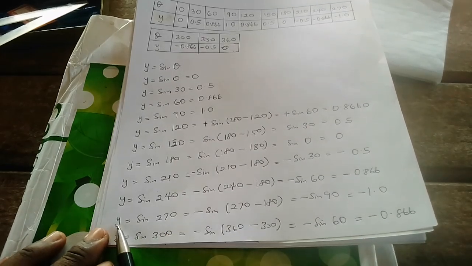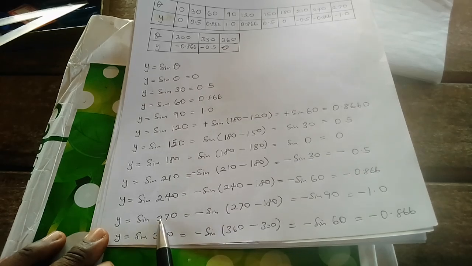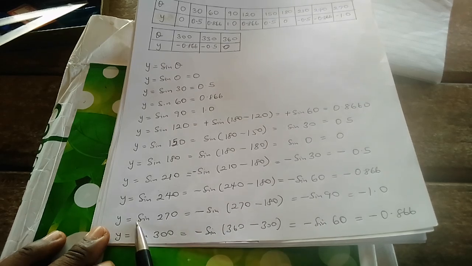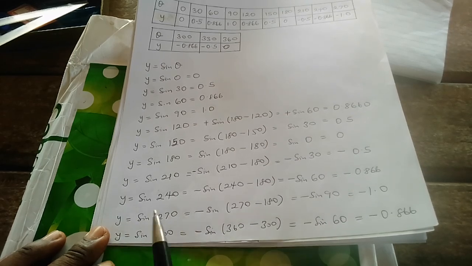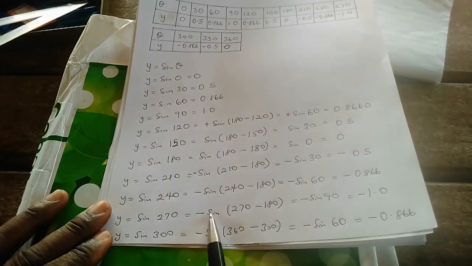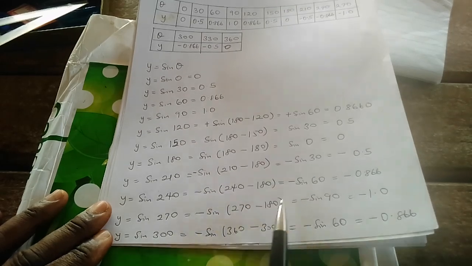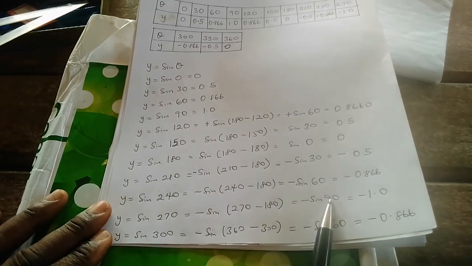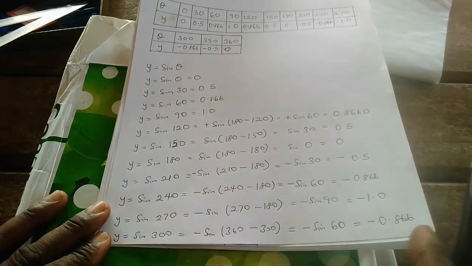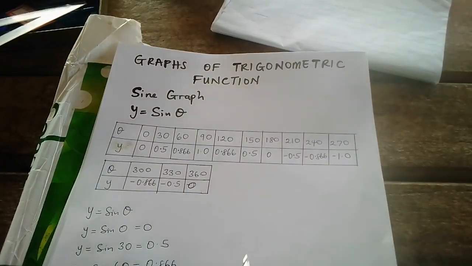When theta is 270, we are in the third quadrant, so sine 270 will be negative. The equivalent of 270 in the third quadrant is 270 minus 180, which is 90. Sine of 90 is 1. Since it's negative in the third quadrant, it will be minus 1. As you are getting the figures, make sure you are substituting into the table.